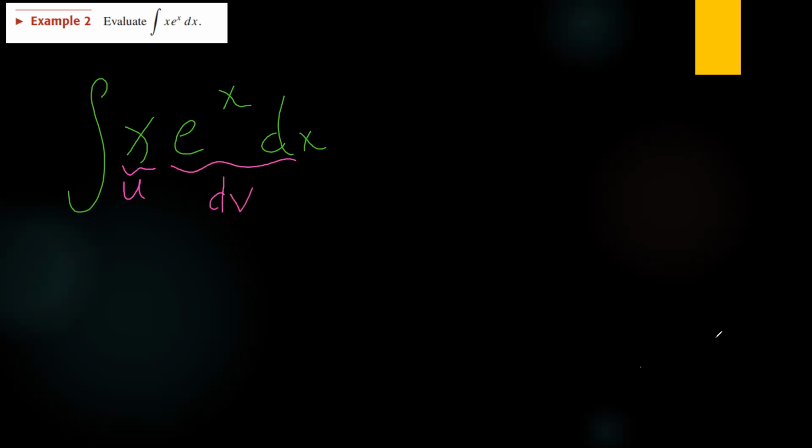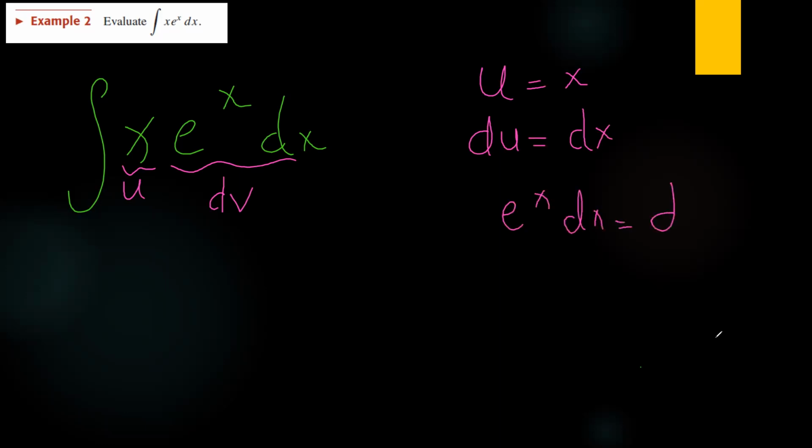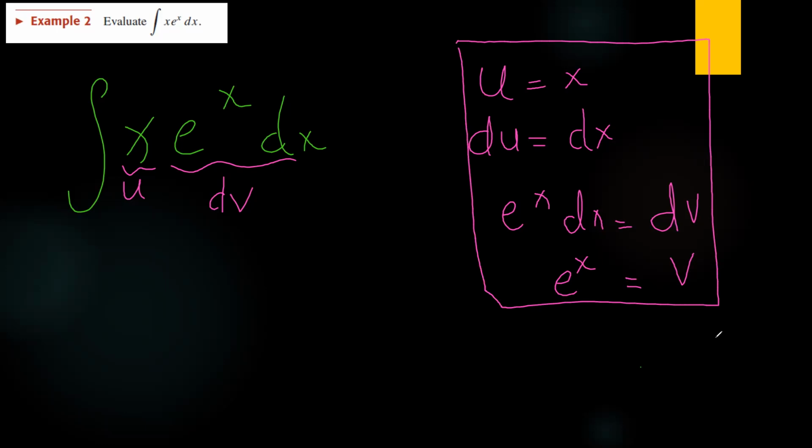Then I will write here, if u is x, I need to find its derivative, which is du, which will be dx. And if e to the power x dx is dv, I need to find v. Now, what's the integration of e to the power x? E to the power x plus c. So after I have now this here, u is x, du is dx, e to the power x dx is dv, and v is e to the power x.